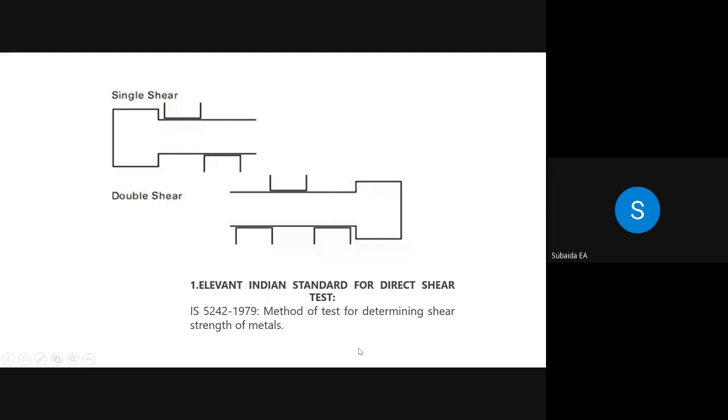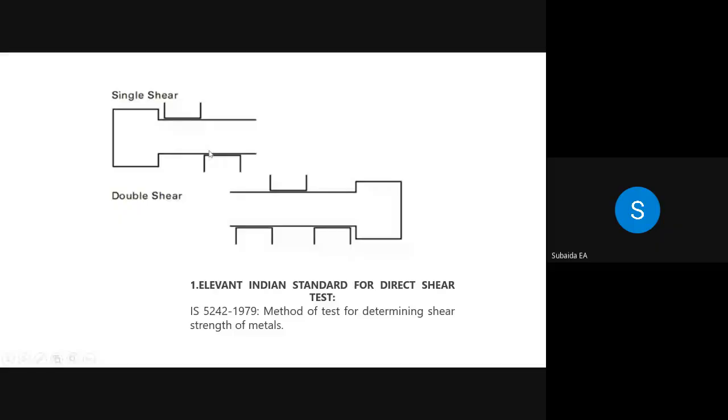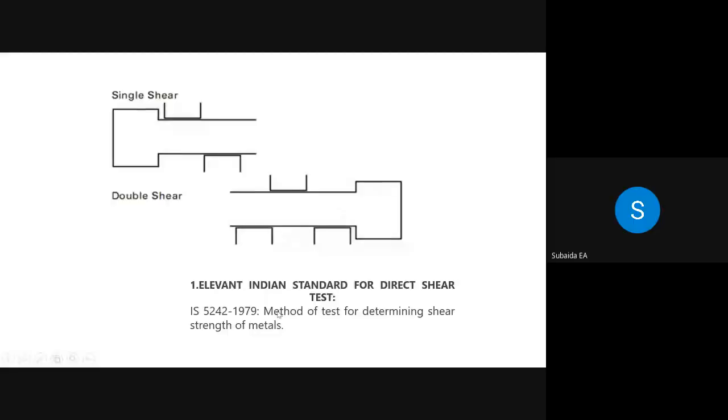In the second figure. In the first figure, showing a single shear, there is one area of resisting. Then the second figure shows how we conduct the double shear. The standard Indian code for conducting the shear test is IS 5277, method of test for determining the shear strength of metals. So this is what is happening.